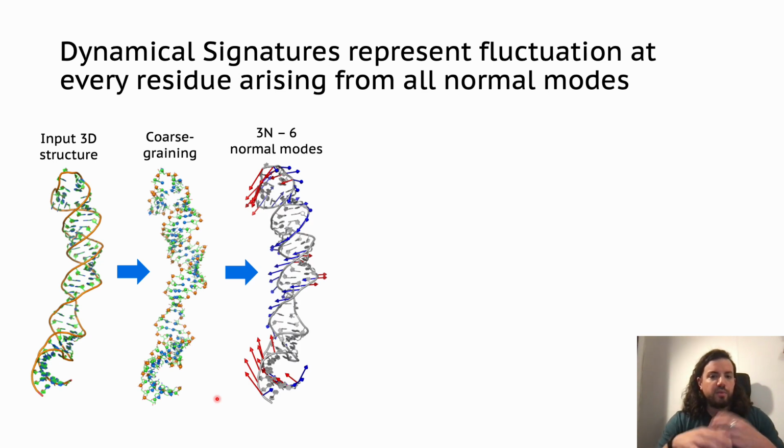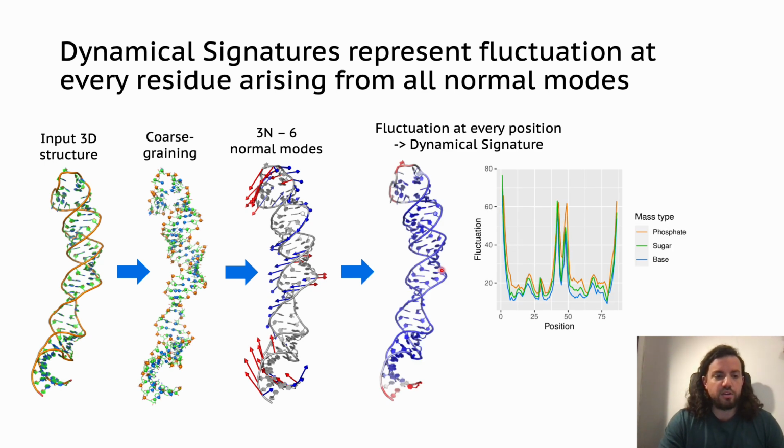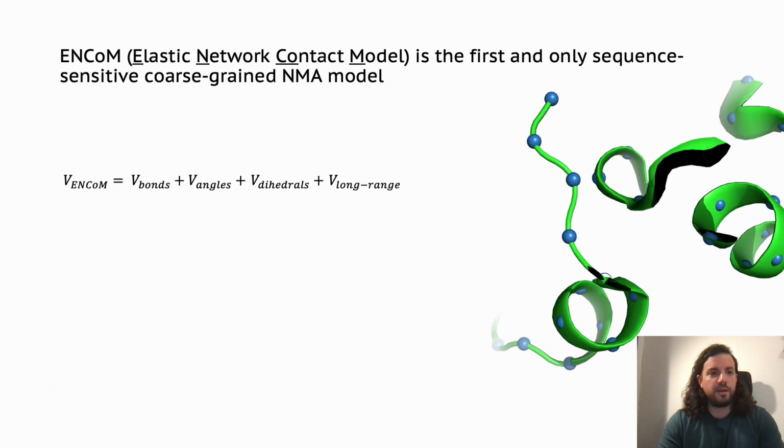And then from the potential of the model, we solve the normal modes. So if we have n masses, we have 3n minus 6 non-trivial normal modes. And from all of these normal modes, which represent a huge linear space, we can compute dynamical signatures, which are simply fluctuation at every position. So here you see the dynamical signature mapped back on the structure, and here you see it in graph form with 3 masses per nucleotide.